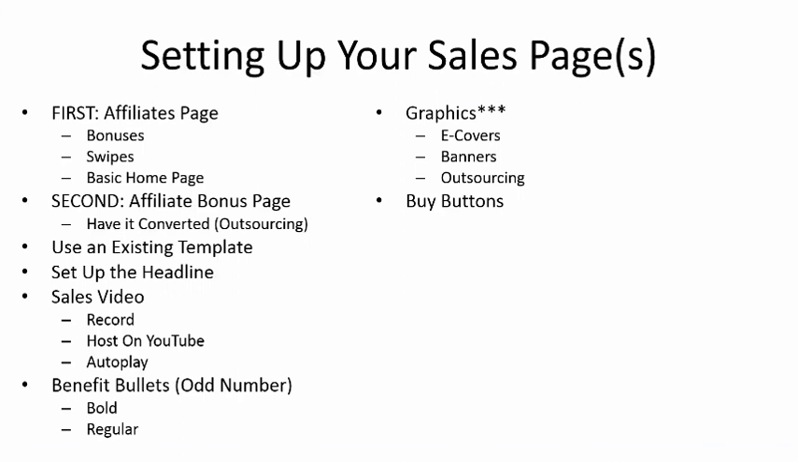Okay, your buy buttons. There are 2 ways to go with buy buttons. And one of the things that you want to be careful about is that when you're working with an affiliate network, they're going to give you buy buttons that you should use. And you want to use those buttons because of the tracking and the affiliates. If you're launching in JVZoo or Warrior Plus, get their buttons. And here's the reason why.